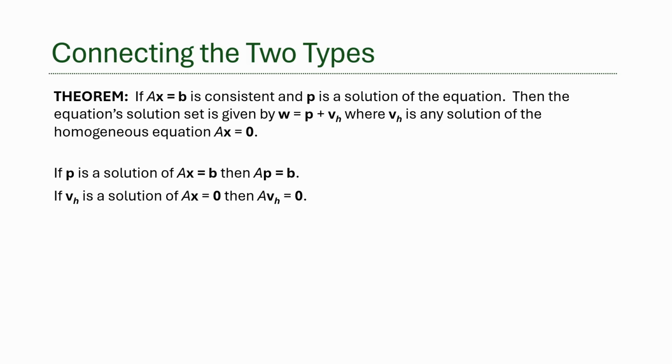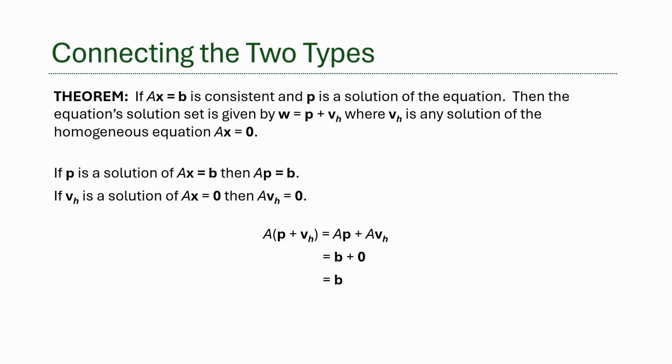Now remember, my claim is about that vector W. If we look at A times P plus VH, we can use the distributive property that we saw for these vector equations, matrix equations, and distribute the A into it. Now, we know that AP is equal to B, and AVH is equal to 0. So I put those in there, just substitution, and any vector plus the 0 vector is the original vector. And that's what I needed to show. I needed to show that P plus VH is a solution. In other words, when I put that into the equation, I get B back out.